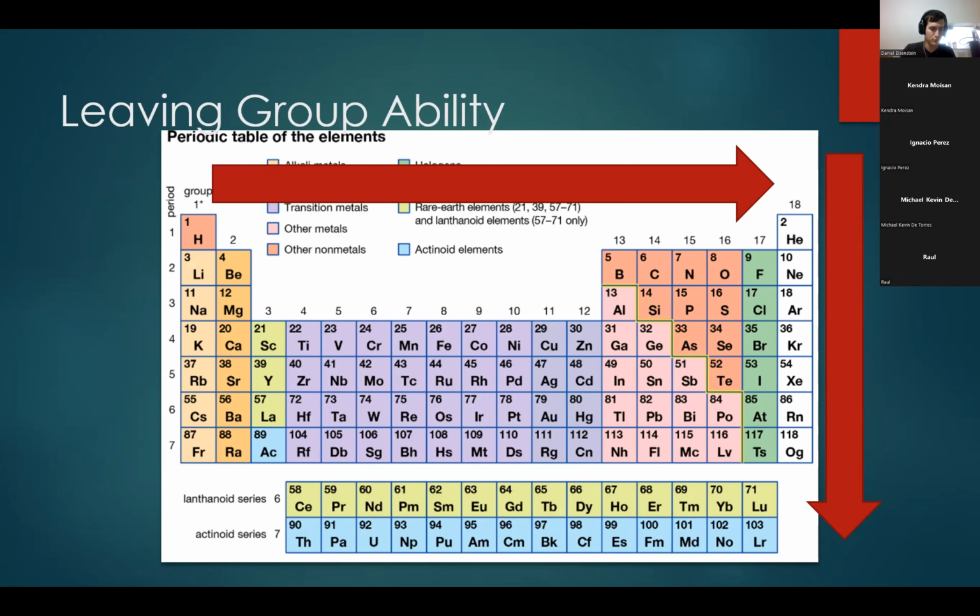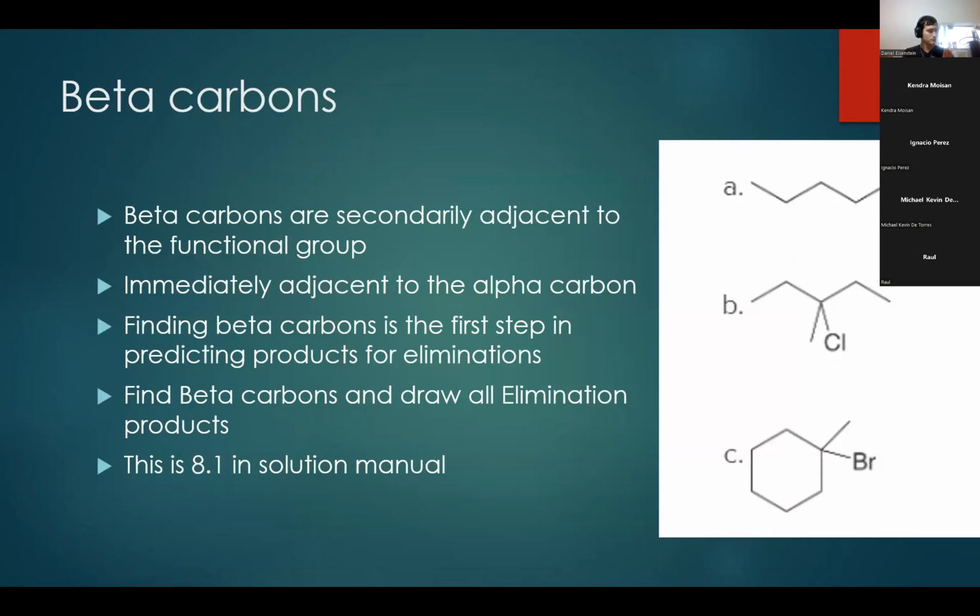So this is a very testable question. When you see an elimination reaction, the very first thing that I want you to do is identify beta carbons. Okay. That is so ugly. Alpha carbon. This is a beta carbon.